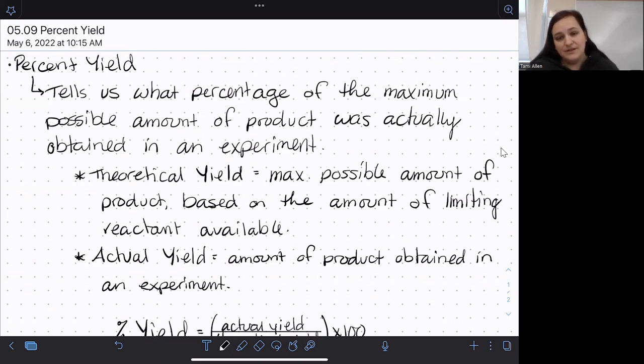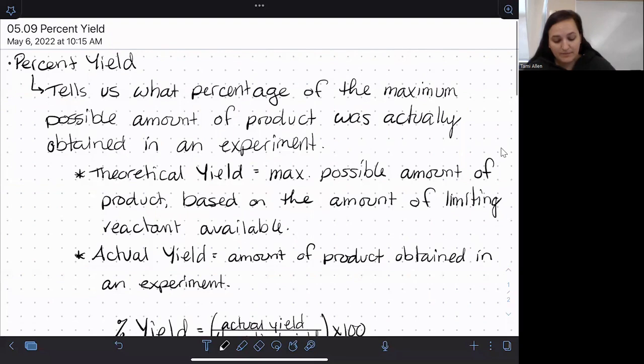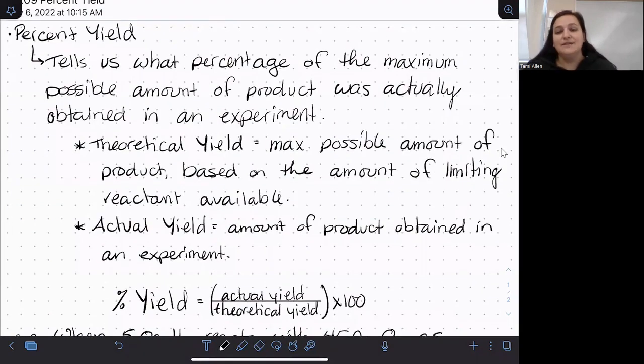The actual yield is what you get if you actually do the reaction in the lab. So the actual yield is the amount that you get if you do an experiment. We can calculate the percent yield as the actual over the theoretical times 100. Most of the time, you end up with a percent yield of less than 100%. You cannot actually produce more than is theoretically possible, so percent yields under 100% are most typical.